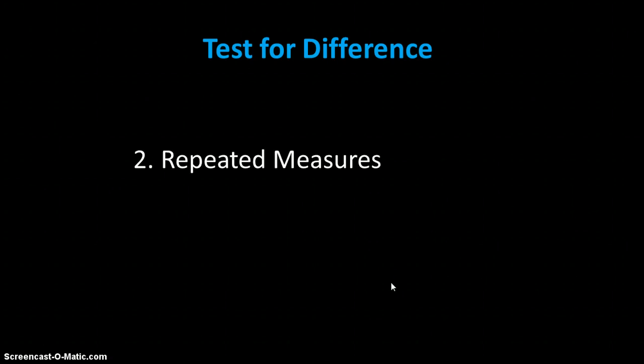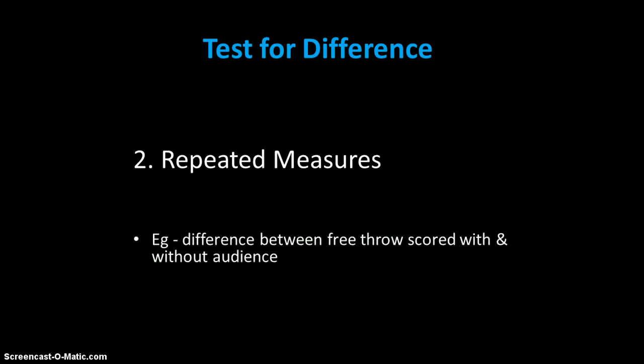Or there might be what we call a repeated measures data collection. So this is an example which might illustrate this. If we were looking for the difference between free throws scored with and without an audience, we would use the same, let's say, 20 subjects. They would shoot without an audience, they would shoot with an audience. The means of their scores with would be compared to the means of their scores without, and if there was a significant difference, it would be apparent from our statistical test. So in this example, we've used the same people and done two different conditions, and that's called a repeated measures test or experiment.